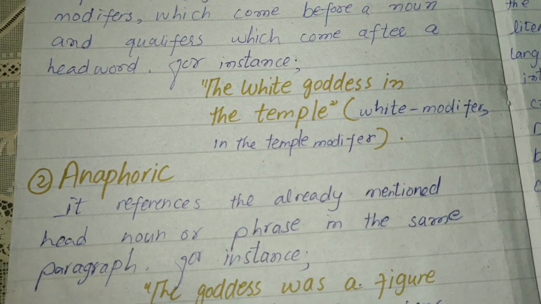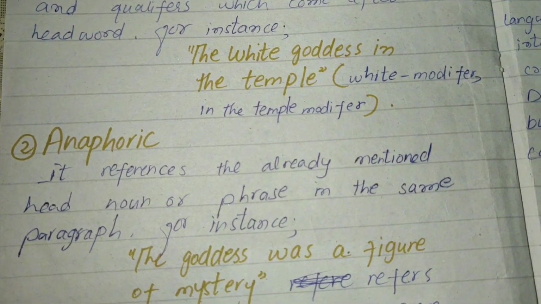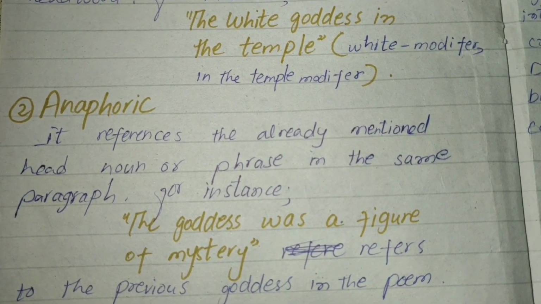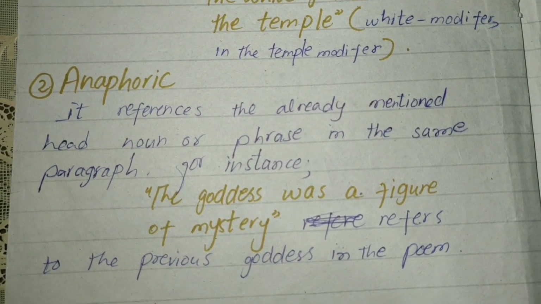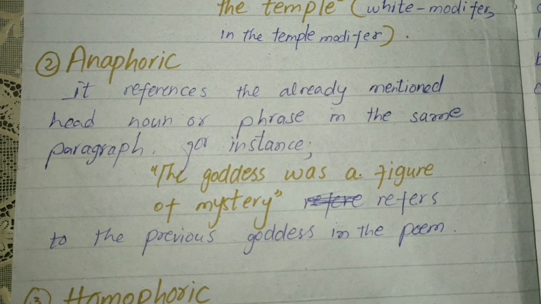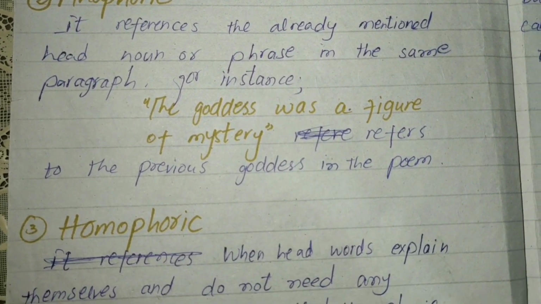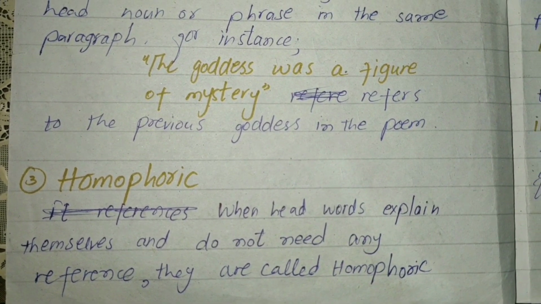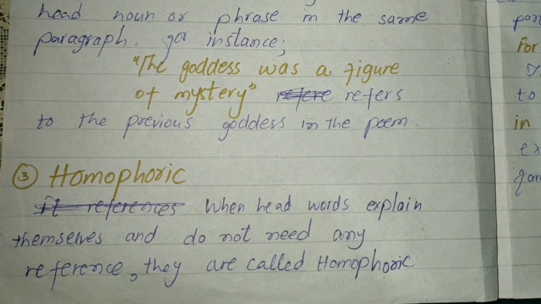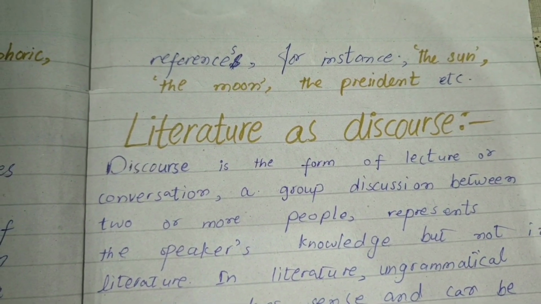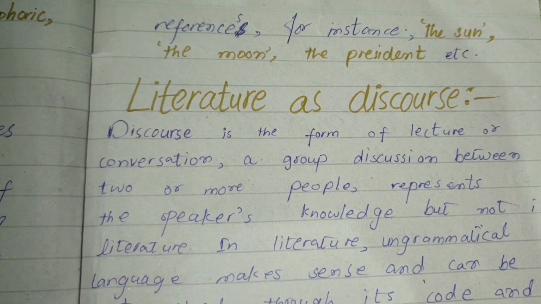Anaphoric. It references the already mentioned head, noun, or phrase in the same paragraph. For instance, the goddess was a figure of mystery. Refers to the previous goddess in the poem. Homophoric. When headwords explain themselves and do not need any reference, they are called homophoric references. For instance, the sun, the moon, the president, etc.